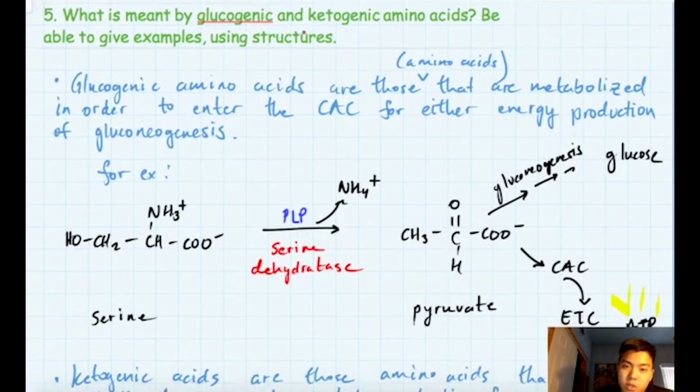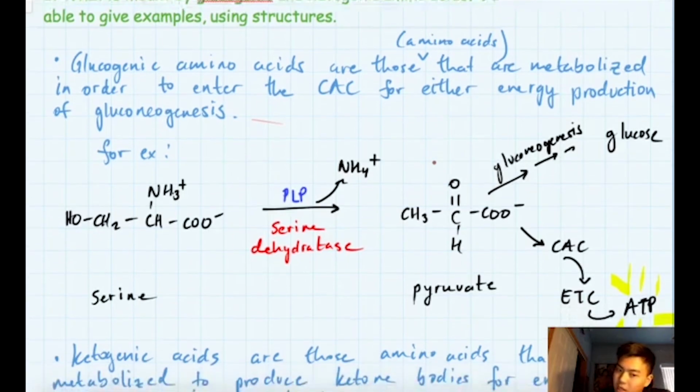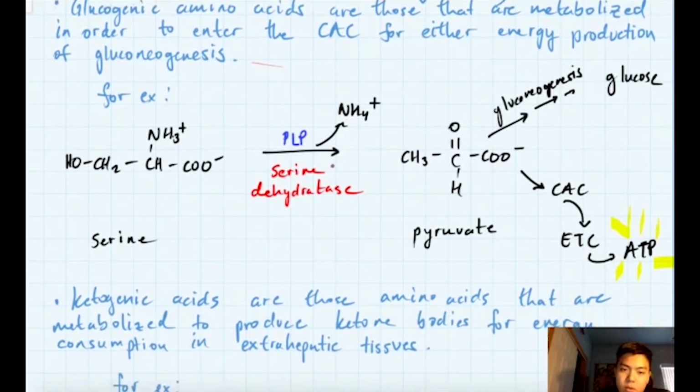All right, on to the 5th objective. What is meant by glucogenic or ketogenic amino acids? Be sure to give examples using structures. Essentially, your glucogenic amino acids are the ones that can be metabolized to enter your citric acid cycle for either energy production or gluconeogenesis. Here's one example: serine, when we use serine dehydratase, turns into pyruvate, which can enter gluconeogenesis to make glucose, or can enter the citric acid cycle to produce ATP.